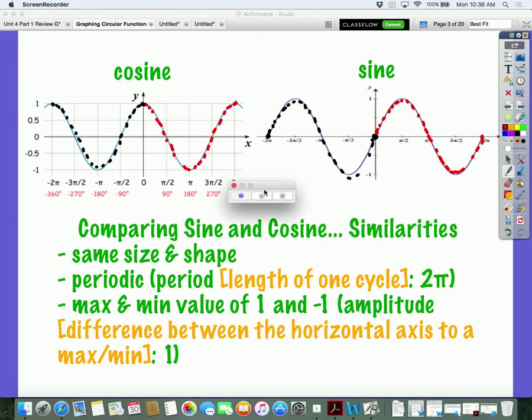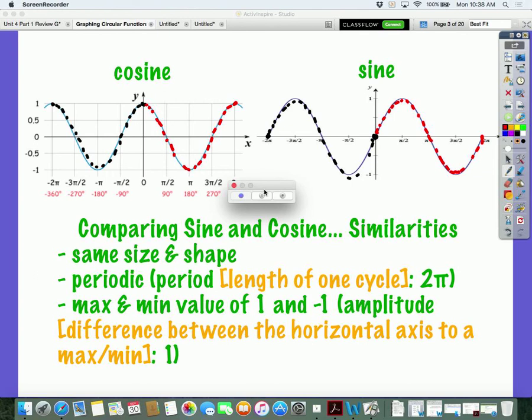Max and min values of 1 and -1. They each have a max value of 1, a min value of -1. If you ever wondered why you can never take the sine inverse of like 1.5 or anything like that, that's why they're bounded between -1 and 1. You can't take the sine or cosine of a number that's bigger than 1 or less than -1. All right? That right there is called your amplitude, which is the difference between the horizontal axis to a max or a min. And it's 1 in this case.